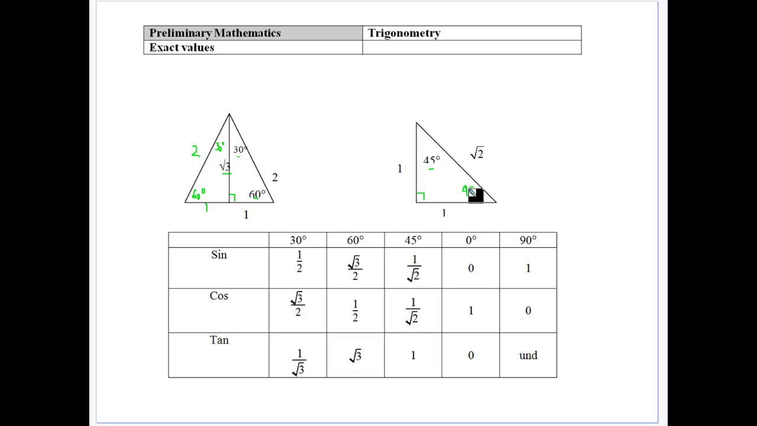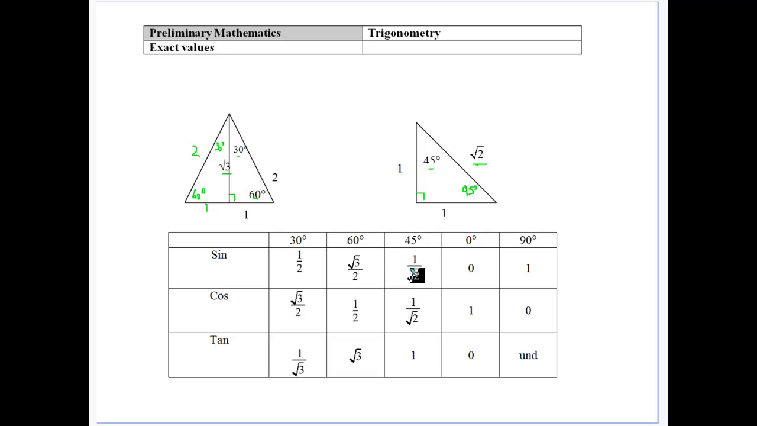That one makes that one 45, because if they're opposite equal sides, the angles opposite equal sides are equal themselves. So that's 90 and 45, so that must be 45. And by Pythagoras' theorem again, our hypotenuse would be root 2.